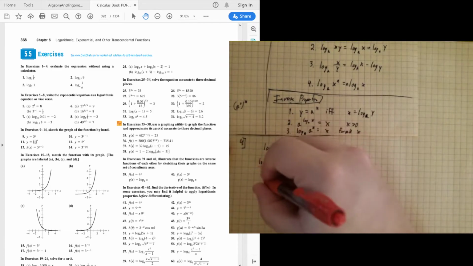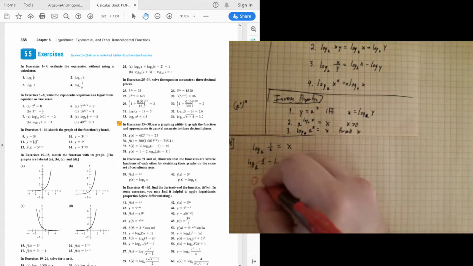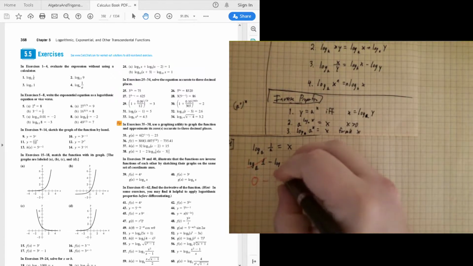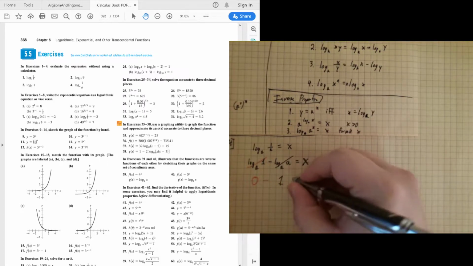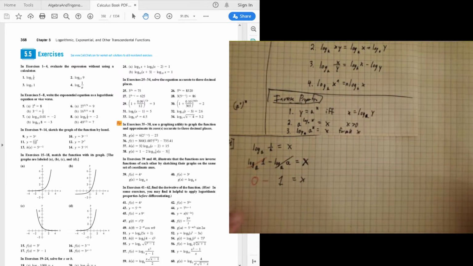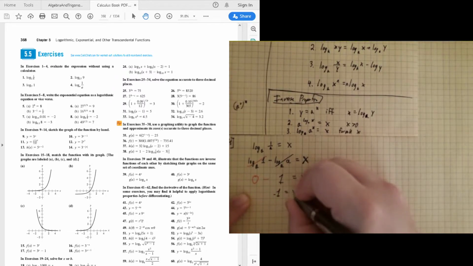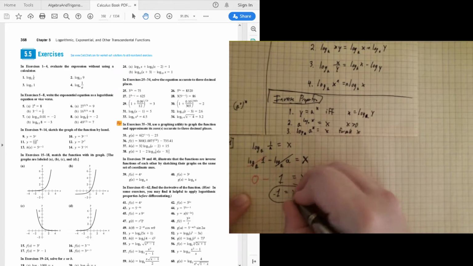Now I can use this first property, which states that log base a of 1 is equal to 0. Log base a of 1 is going to become 0, minus log base a of a. Well, log base a of a is actually equal to 1. And so now I can easily simplify. 0 minus 1 would be negative 1. x is negative 1. Here's my solution.